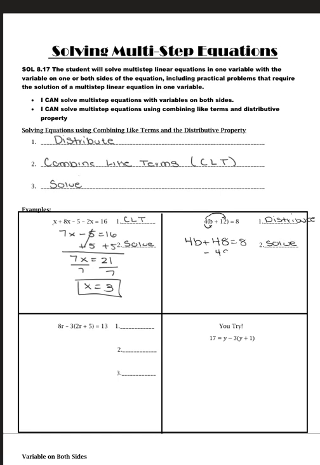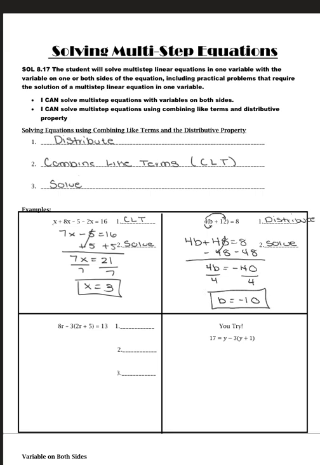I'm going to subtract 48 from both sides. I get 4b is equal to negative 40. Divide both sides by 4. And b is equal to negative 10.